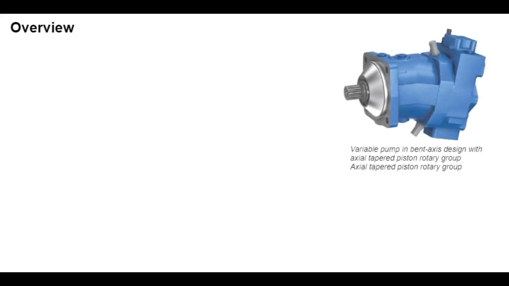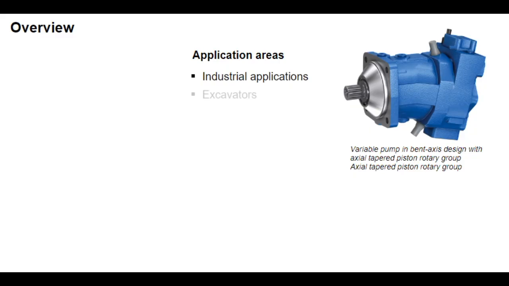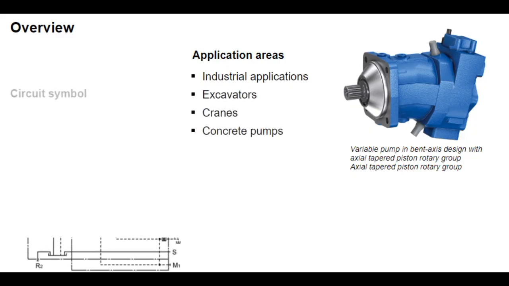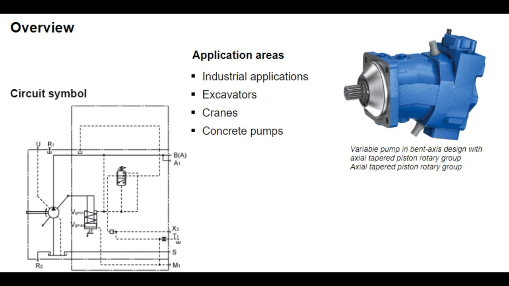Variable pumps also come in bent axis and swash plate design. This example uses an A7VO Series 63, a bent-axis variable pump with an axial tapered piston rotary group for hydrostatic drives in open circuit. It is primarily used in industrial applications as well as mobile hydraulics in equipment such as excavators, cranes, and concrete pumps. The circuit symbol for this kind of pump is the symbol for a variable pump with internal leakage return line and a flushing port U.